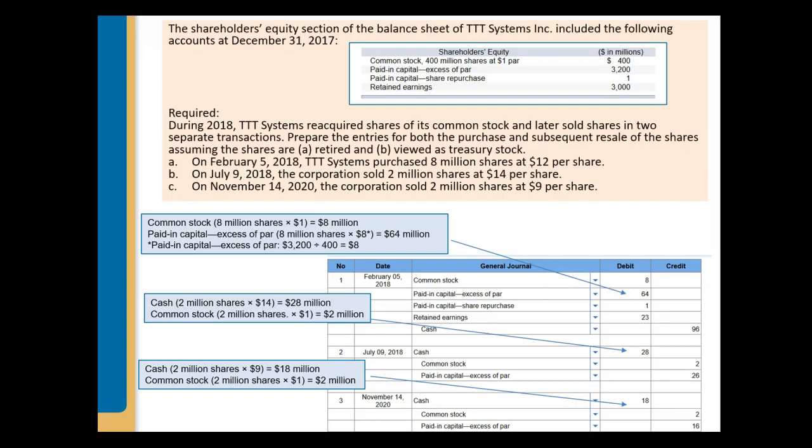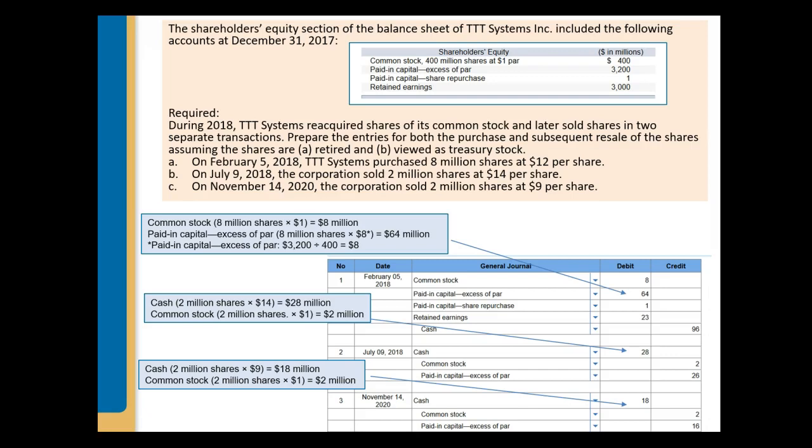Now let's look at a problem similar to 18-2. The shareholders' equity section of the balance sheet of TTT Systems, Inc. included the following accounts at December 31st of 2017. As you see here, we've got our 400 million shares at $1 par, the paid in capital in excess of par, 3,200. Paid in capital share repurchase has a balance here of $1, and the retained earnings of 3,000. Now they're all in millions, I'm just keeping it simple.